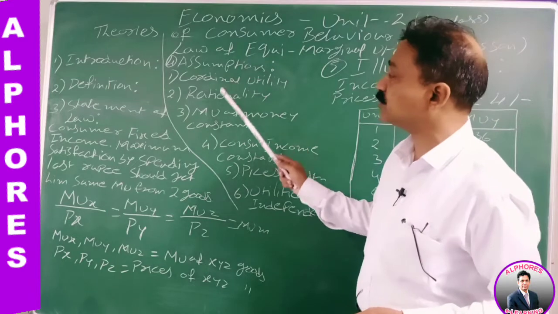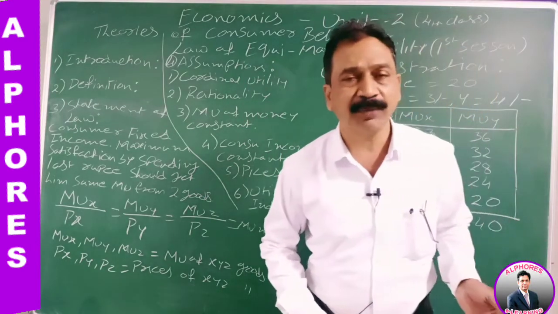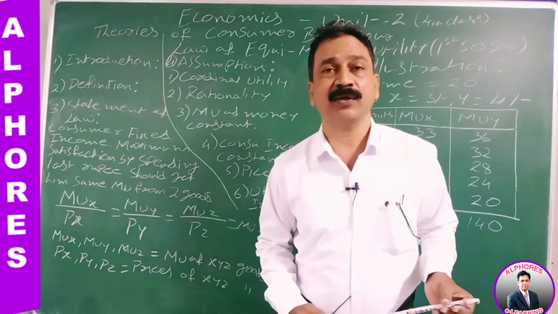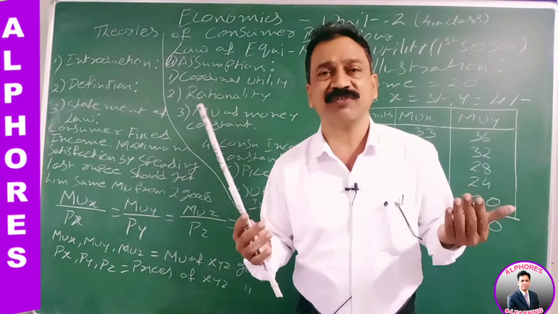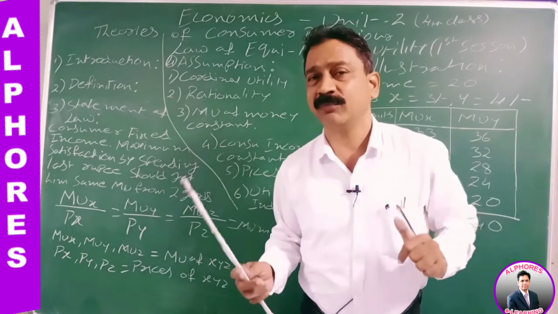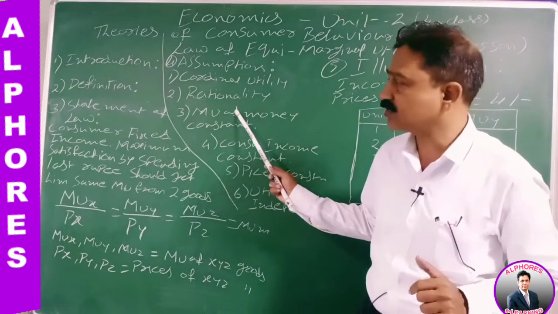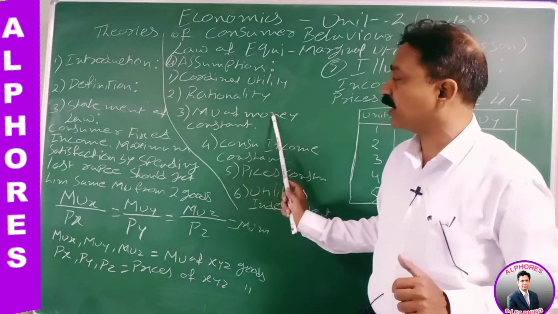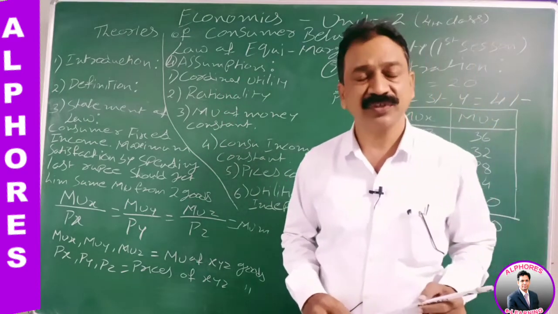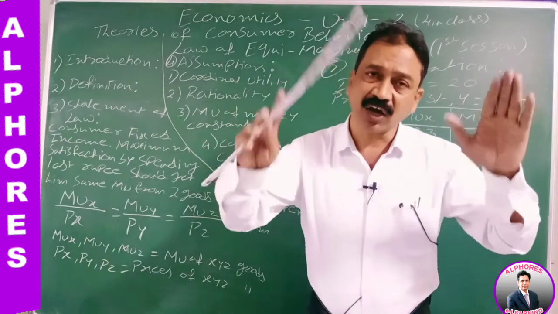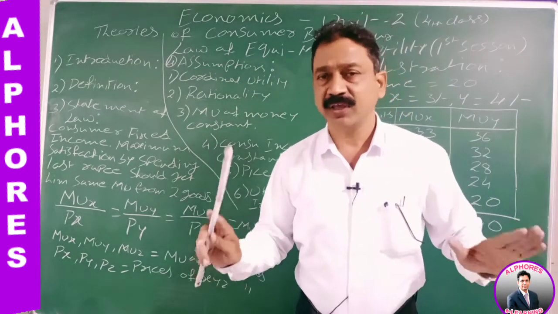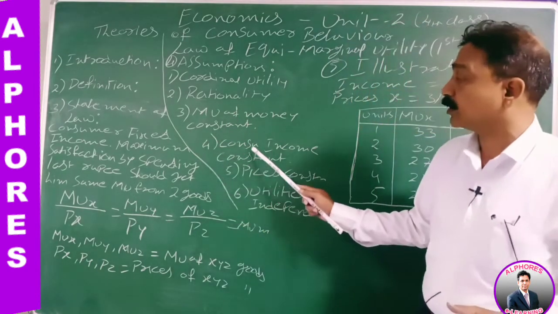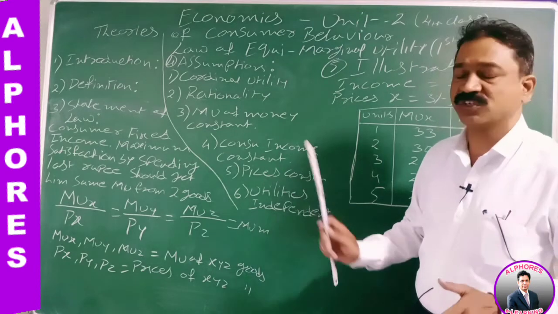And what is the second assumption? Consumer is a rational person. He thinks, he acts rationally. He always tries to get maximum satisfaction out of limited income. So consumer is a rational person. Next, MU of money is constant. Marginal utility of money is constant. This is one of the assumptions. If the money increases or decreases, all the time he is going to have the same marginal utility out of money. Next one, consumer income is constant.